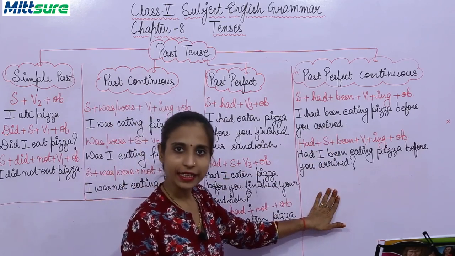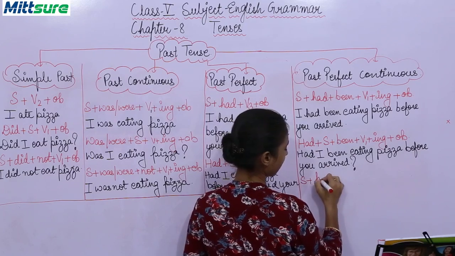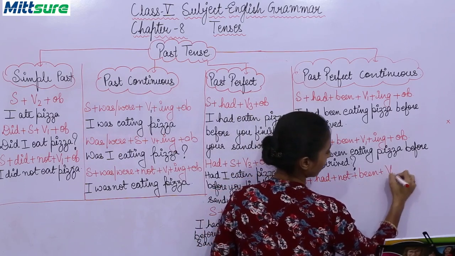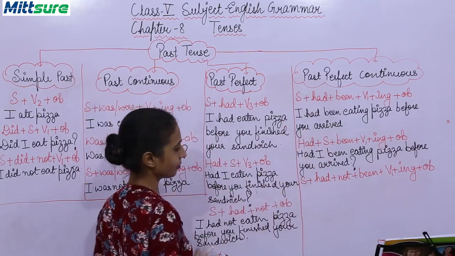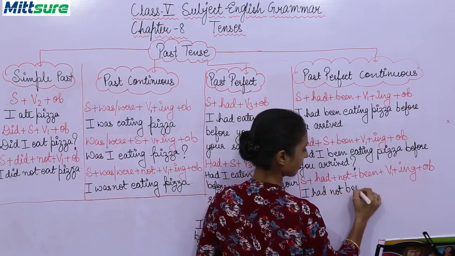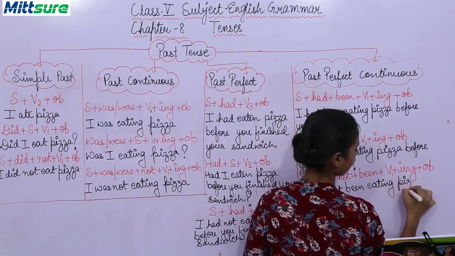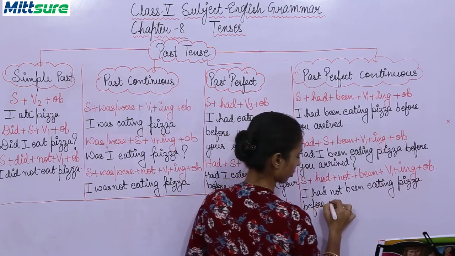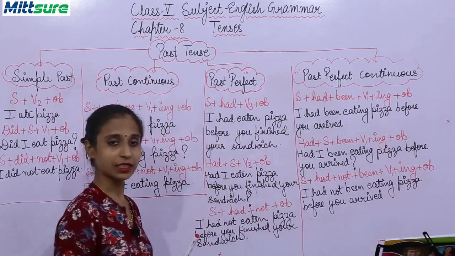Now let us look at the negative sentence of past perfect continuous. Subject plus had plus not plus been plus verb plus ing plus object. Change this sentence only. I had not been eating pizza before you arrived. I hope this is clear to you.